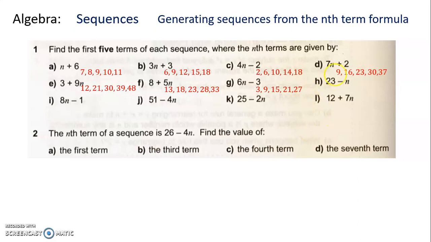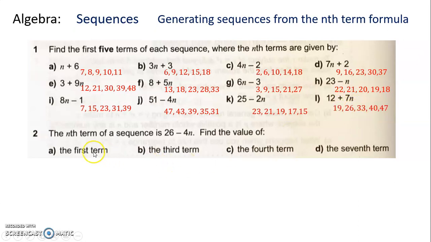Then we've got a decreasing sequence. So here we're subtracting n. So this is going to go down by 1 every time. This one is an increasing one again, going up by 8 every time. Decreasing and going down by 4. Decreasing and going down by 2, and then increasing and going up by 7 every time.